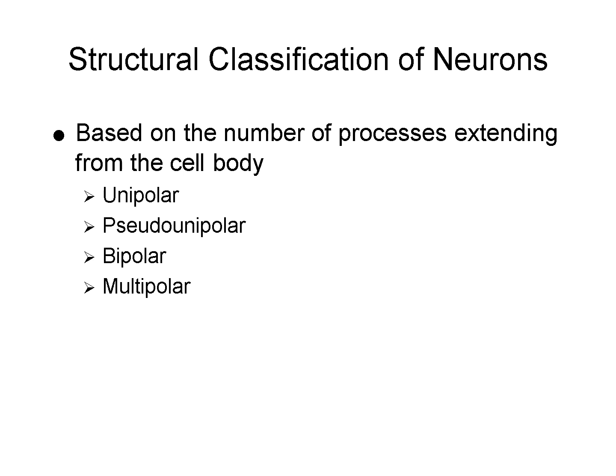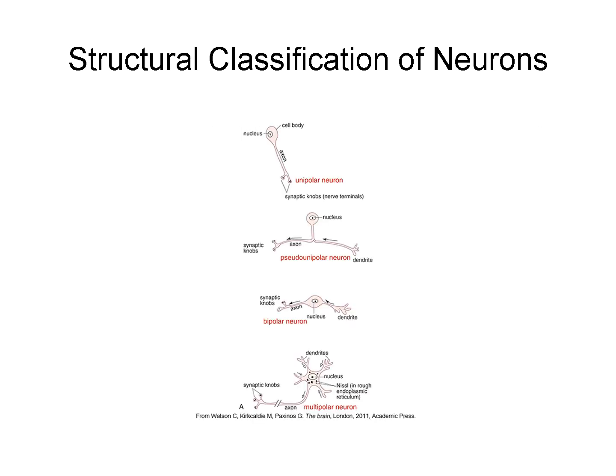Neurons can be classified by the number of processes extending from the cell body. Unipolar neurons have a single process. Pseudounipolar neurons appear to have one process that splits into two branches. Bipolar neurons have one axon and one dendrite, while multipolar neurons have multiple processes and are the most common type in the CNS. The diagrams show examples of each neuron type.